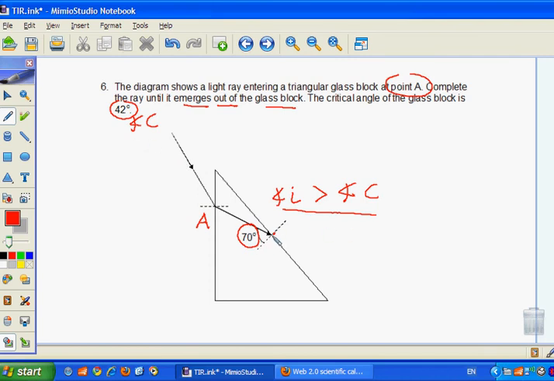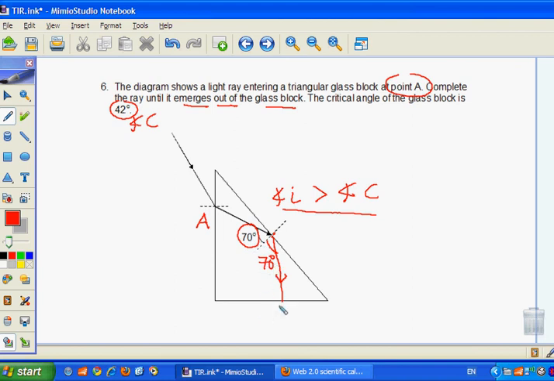So in this case, my ray will not move out into the air, but there will instead be total internal reflection. You just draw an arrow showing that this is also 70 degrees, because it obeys the laws of reflection. The angle of incidence is equal to the angle of reflection.